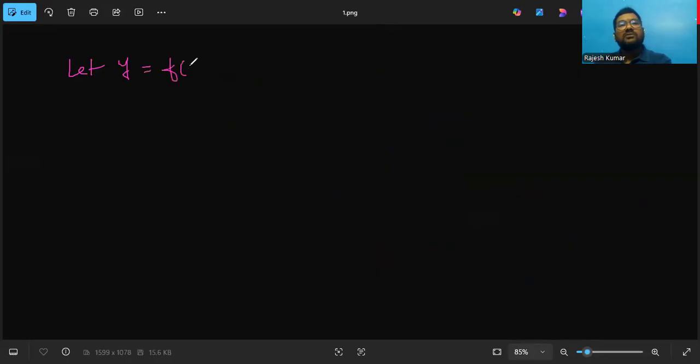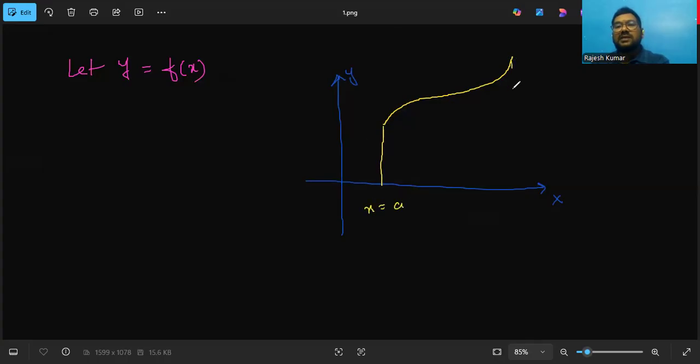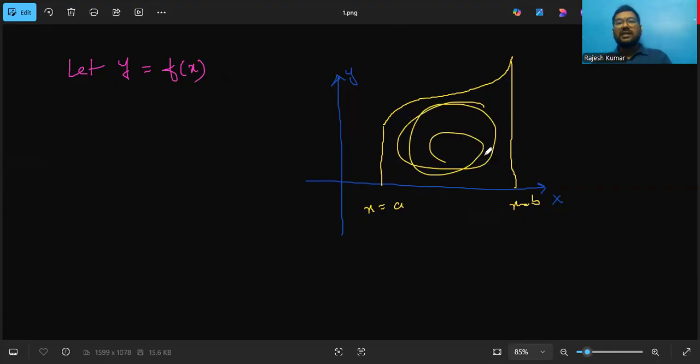Let y is equal to f of x be a continuous curve. You can see on the graph, let the x-axis and the y-axis, and suppose this is the graph. It is in between x is equal to a and x is equal to b. While I want to calculate this entire area, we need to divide this entire area into rectangles.